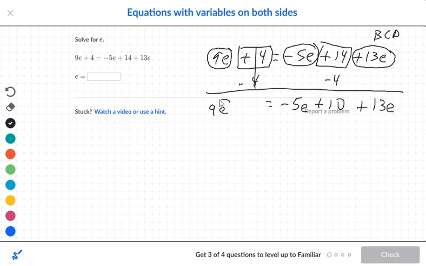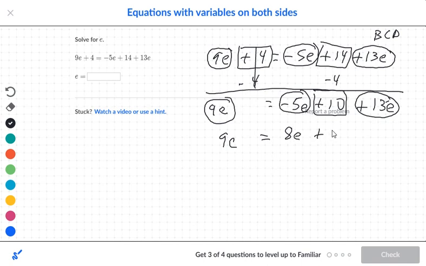Now I will code the problem. Circle my letters, box my number, and circle my letters. Right here I have two circles on the same side. See the two circles there? If the circles are on the same side, I can write one circle for that. So I can go 9E is equal to negative 5 plus 13, which is a positive 8E plus 10.